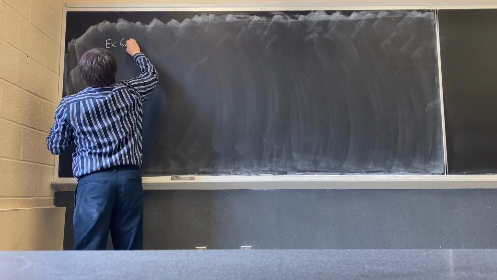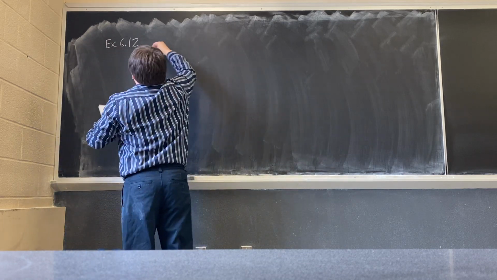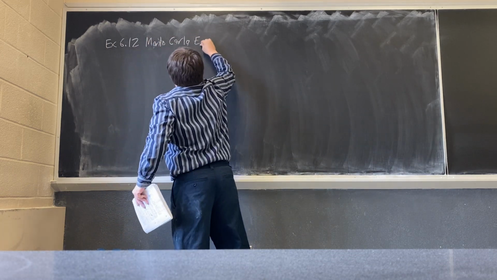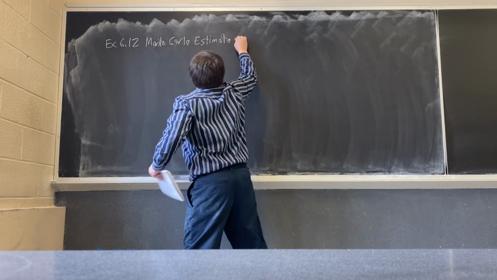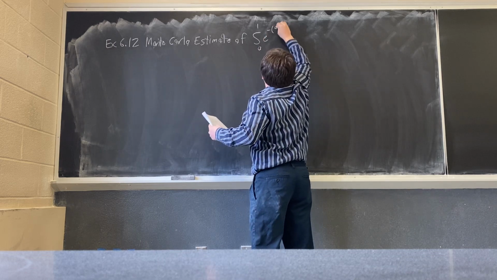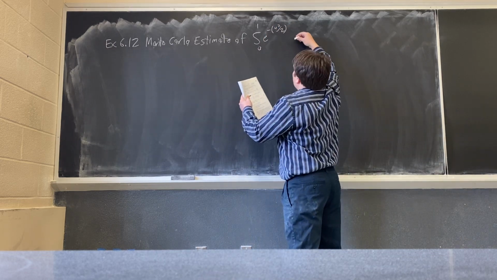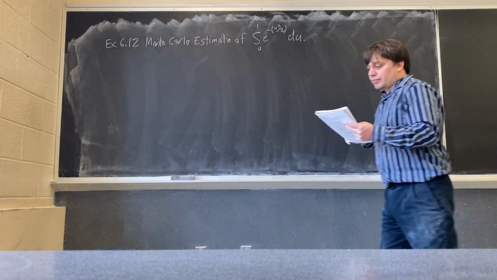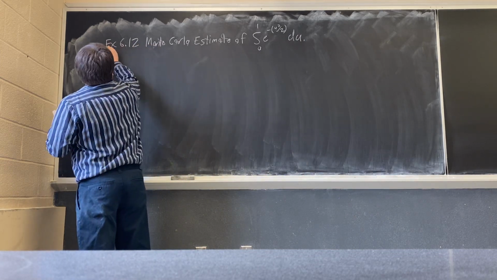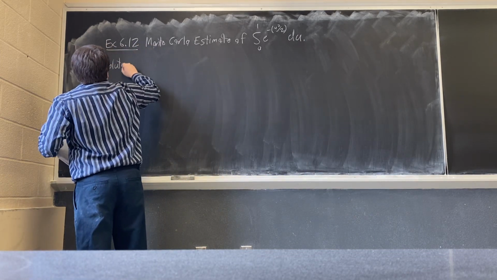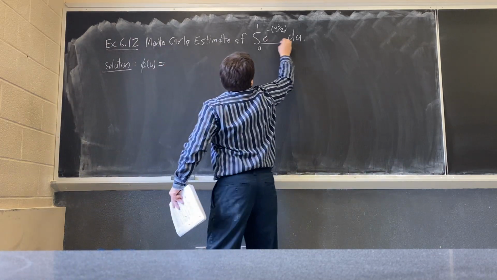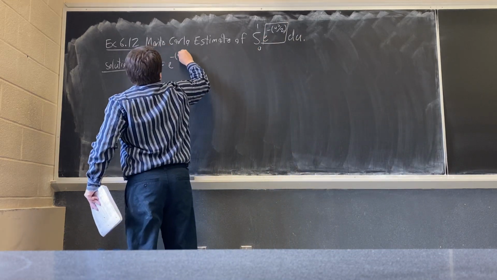Example 6.12, and in this example it's going to be the Monte Carlo estimate of the definite integral from 0 to 1 of e to the negative u squared over 2 du. Okay? And so that's the example. And so the solution is going to be, well, first phi of u is going to be the integrand of this function, which is e to the negative u squared over 2.